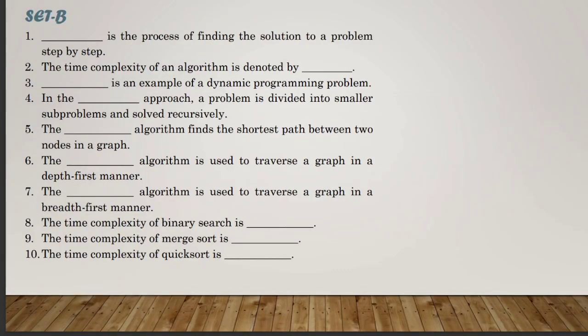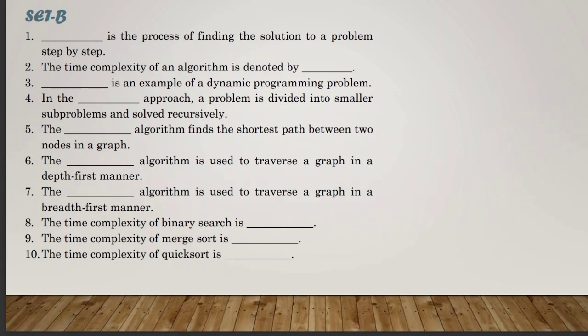Second, we will discuss set B. The first question is, dash is the process of finding the solution to a problem step by step. The answer is iteration. Second, the time complexity of an algorithm is denoted by, the answer is big omega notation. Third, dash is an example of a dynamic programming problem. The answer is longest common subsequences.